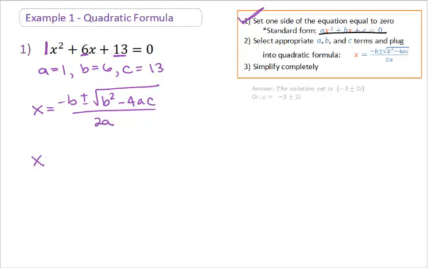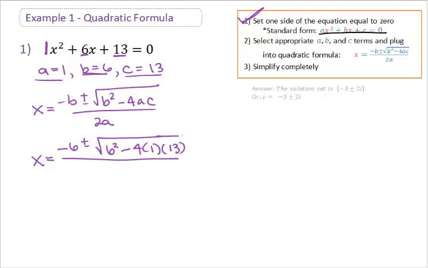So I have x is equal to my negative b value. My b value is 6, plus or minus square root of b squared. Again, my b value is 6, so I need to square it. Minus 4 times my a value, which is 1, times c, which was given as 13. Now that is all divided by, or all over, 2 times my a value, which is 1.